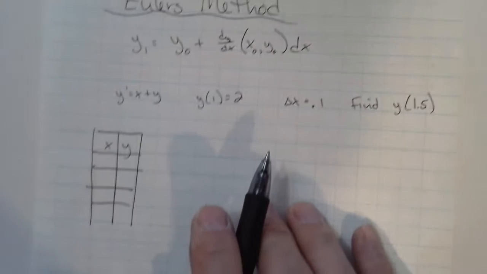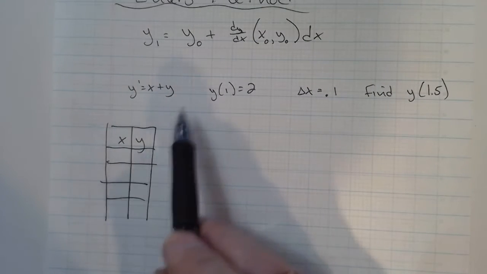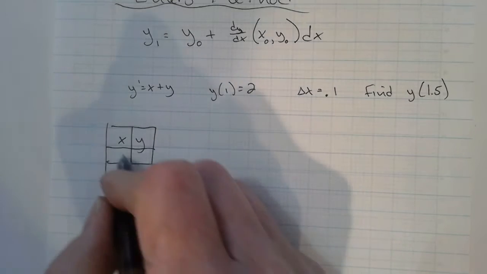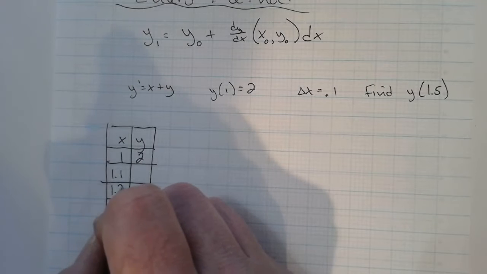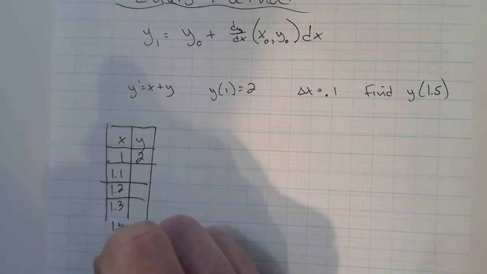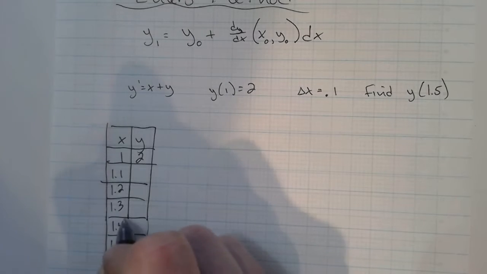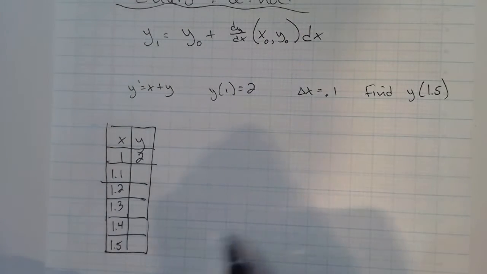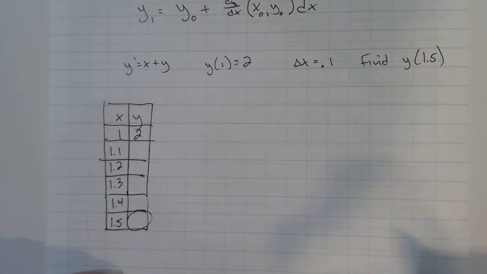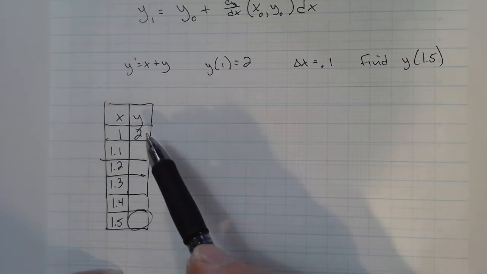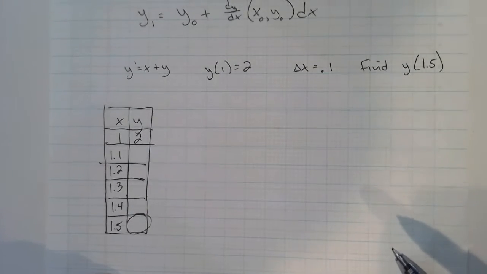All right, so the way I would do it is I'd make an xy table. My first x is 1, my first y is 2. We're going up by 0.1. Okay, so we're trying to figure out what that is right there. That's our answer. Going from (1, 2) to (1.5, something).